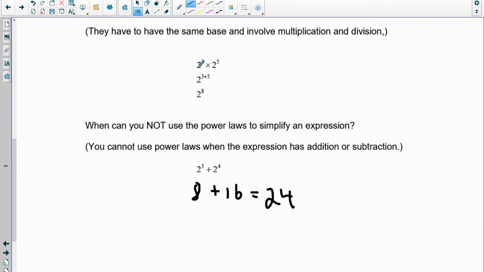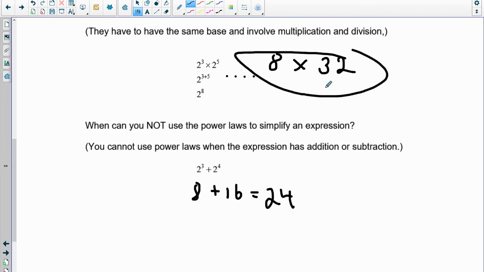Now go up here. 2 to the 3 is 8, and 2 to the 5, well, 2 times 2 is 4, times 2 is 8, times 2 is 16, times 2 is 32. So this is times 32. Right? So what this ends up giving me is 8 times 32, and it's very easy to see that 8 times 32 is not going to be 24.